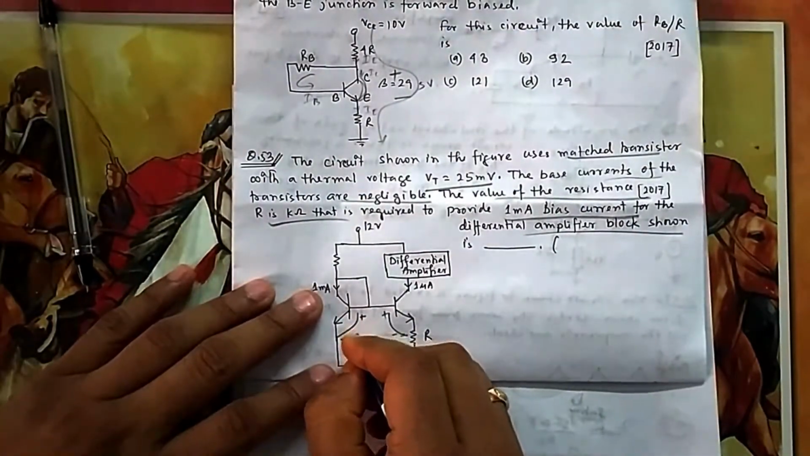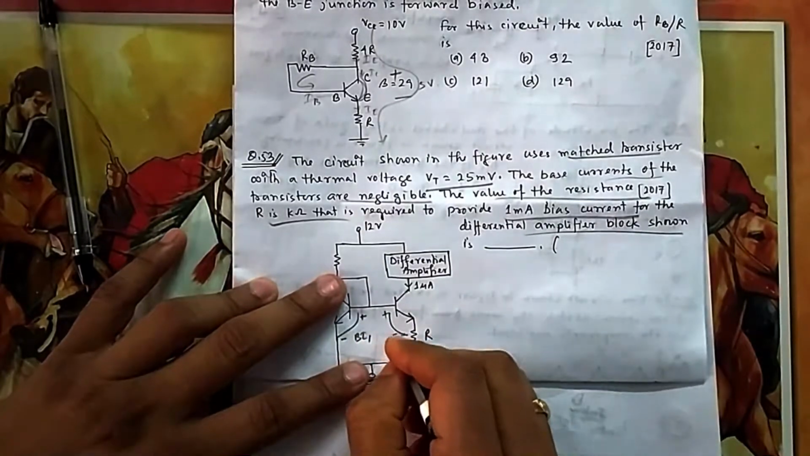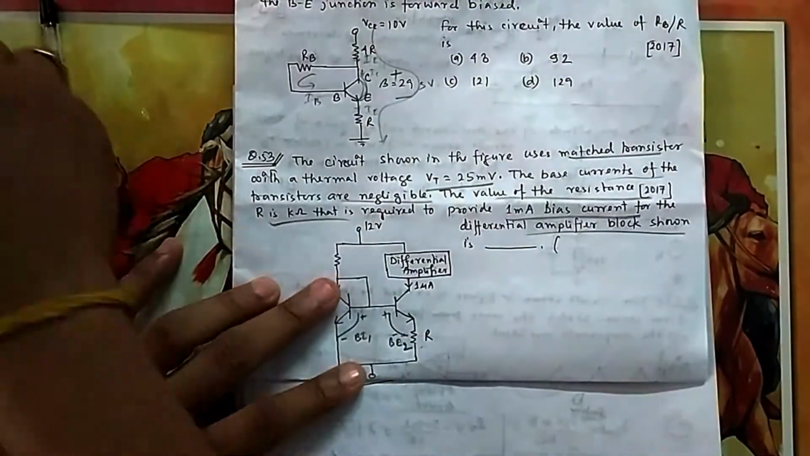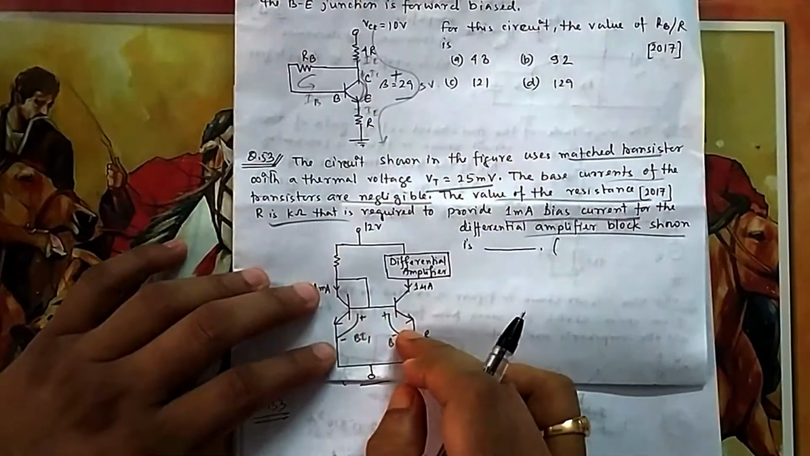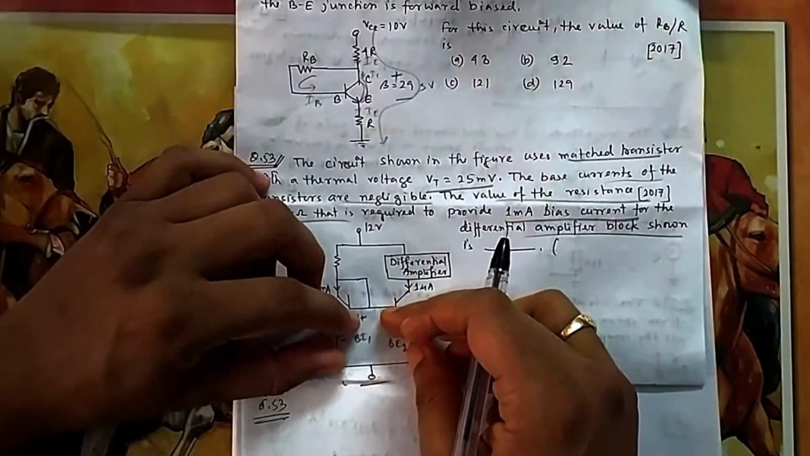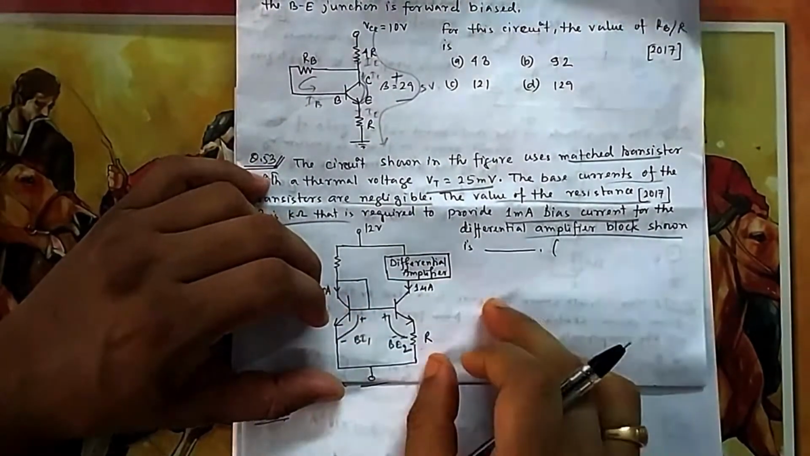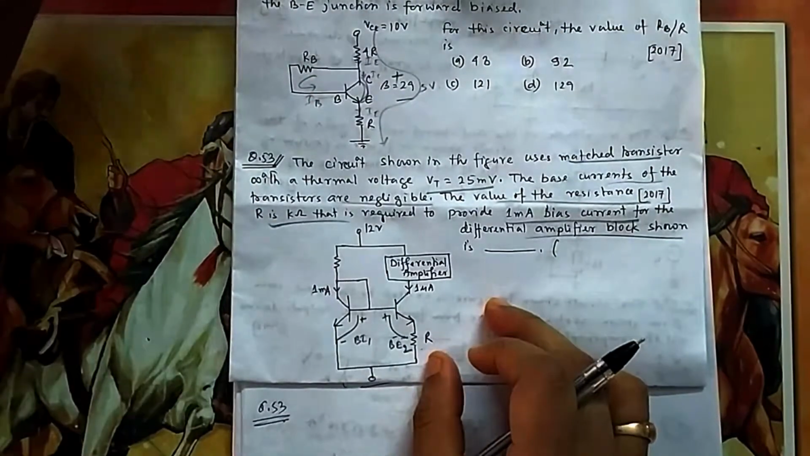So let me name it. Suppose this is your BE1 junction and this is your BE2 junction. Now this is a PN junction, this is also a PN junction. So the PN junction voltage is different. So we can calculate the current flowing in a PN junction diode. So what is that formula?